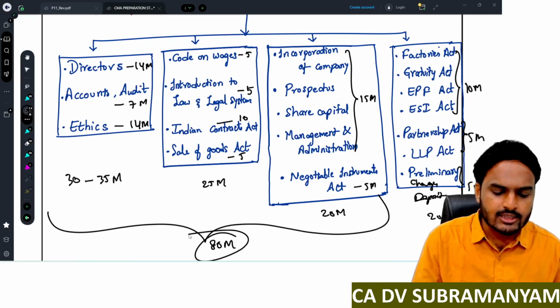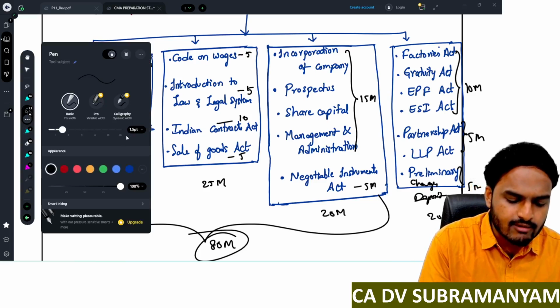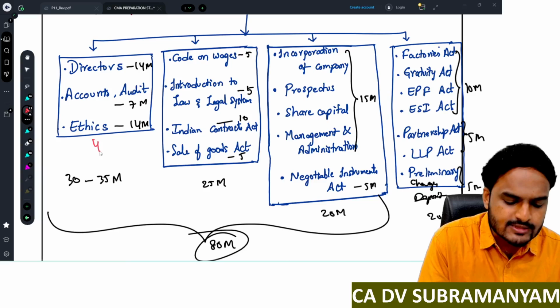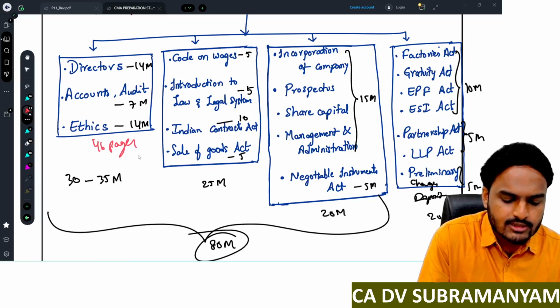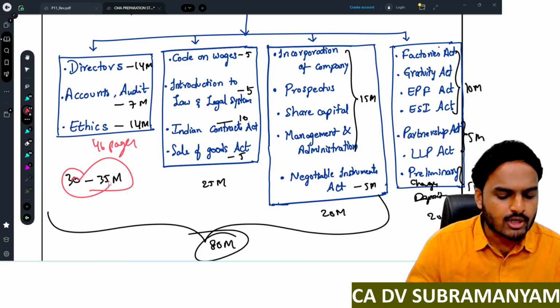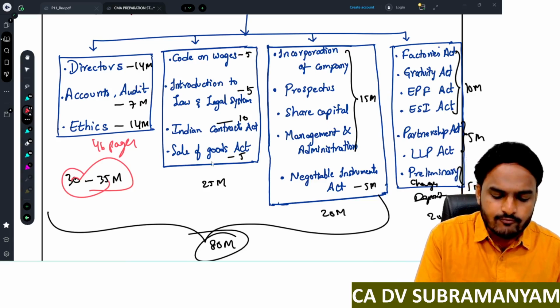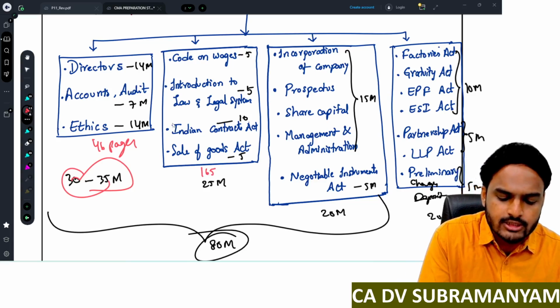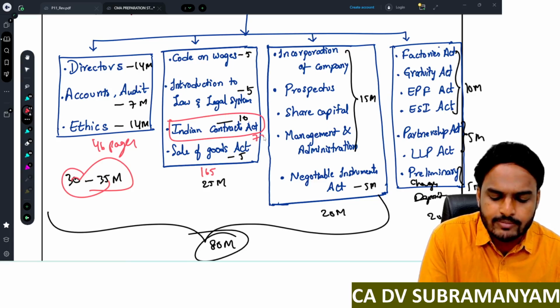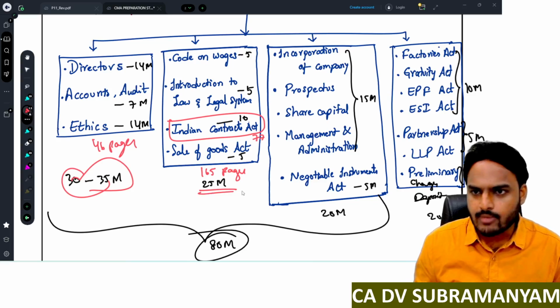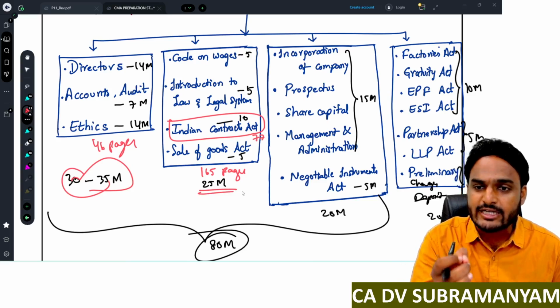This first category has only 46 pages. The weightage is 30 to 35 marks. Second category, 165 pages, with the major Indian Contracts Act at 77 pages. So 165 pages, and you can expect to score 25 marks.